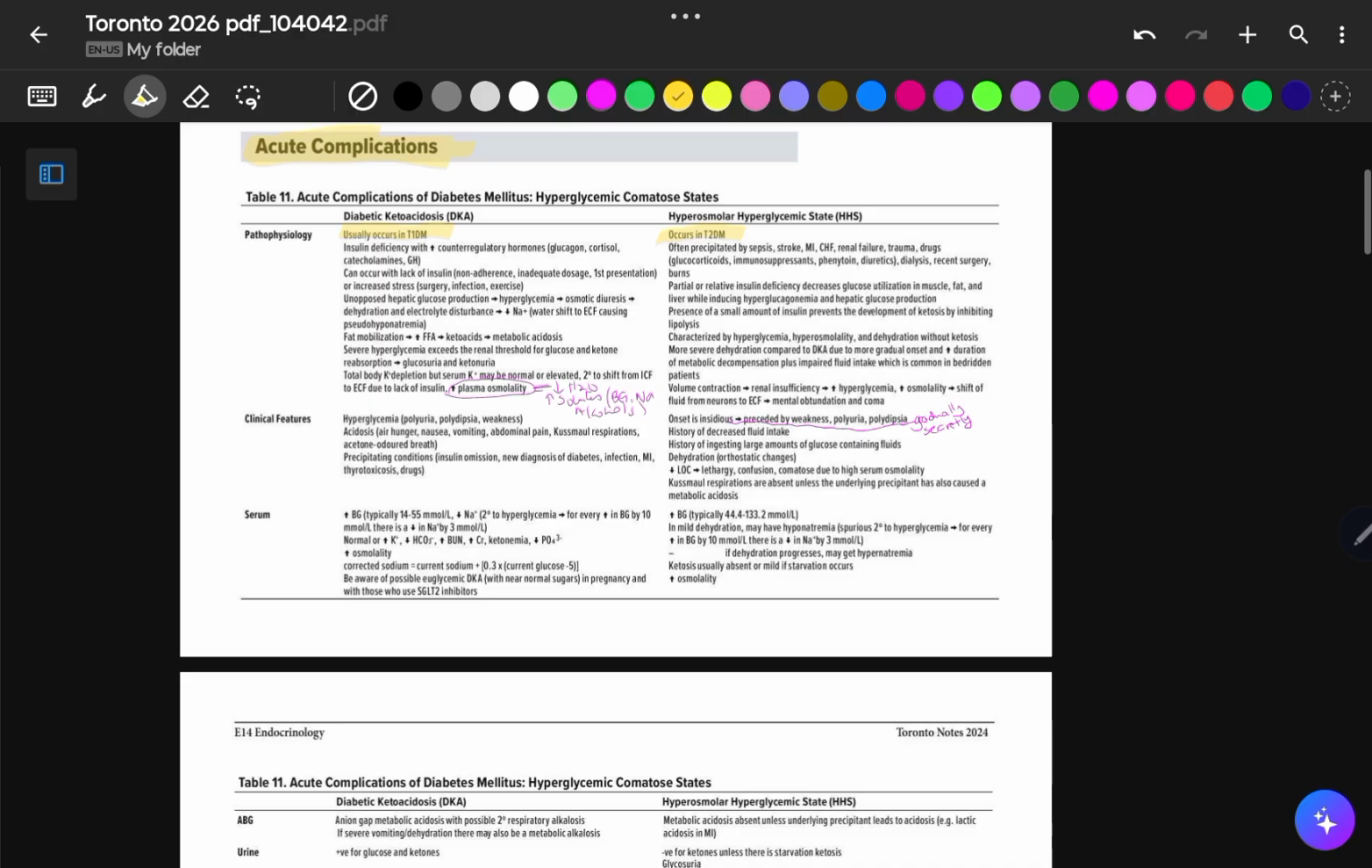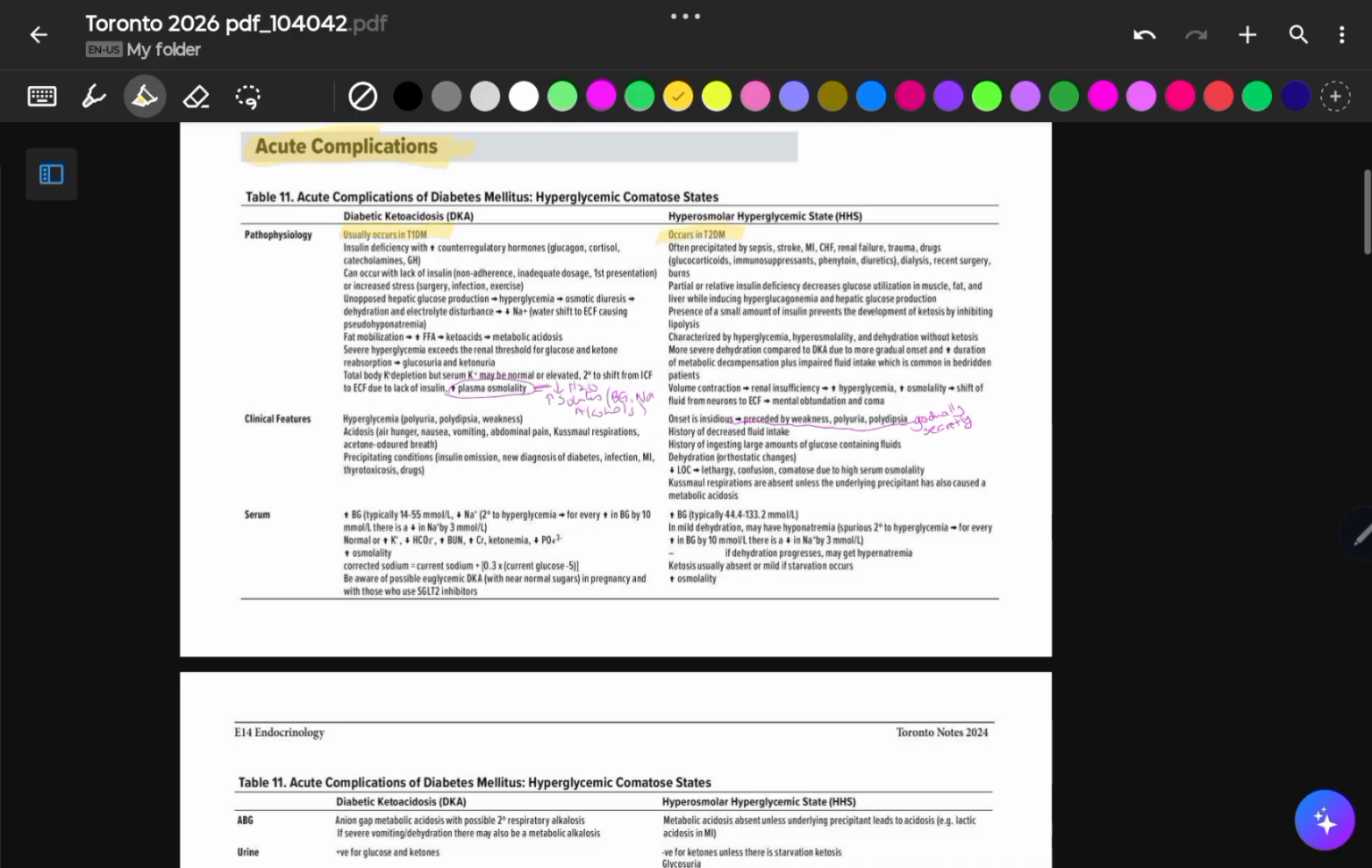So how would you want to manage this? Sorry, looking at the serum next. What are you going to have in the blood? You're going to have an increase in blood glucose, typically 14 to 15 millimoles per liter. You're going to have a decrease in sodium secondary to hyperglycemia. For every increase in blood glucose by 10 millimoles per liter, there is a decrease in sodium by 3 millimoles per liter. So the hyponatremia is secondary to hyperglycemia. You can have normal or increased potassium, and decreased bicarb.